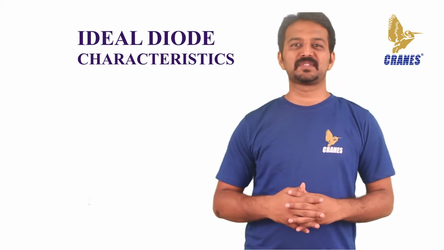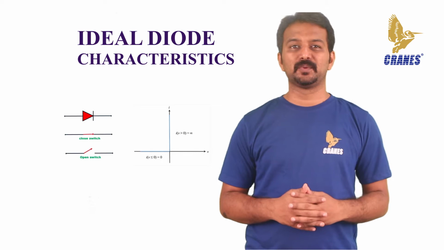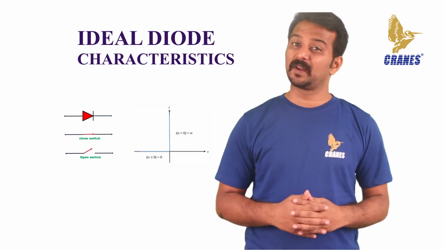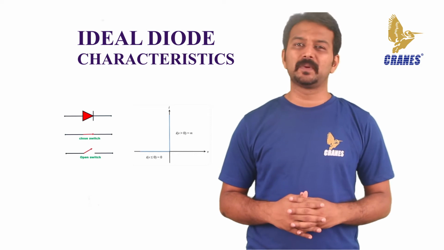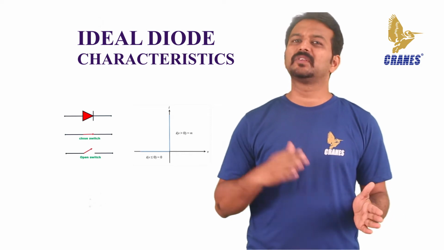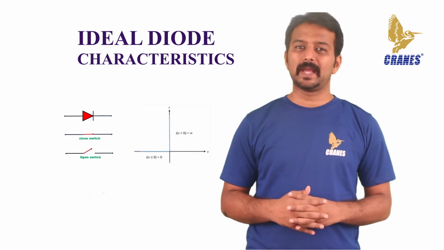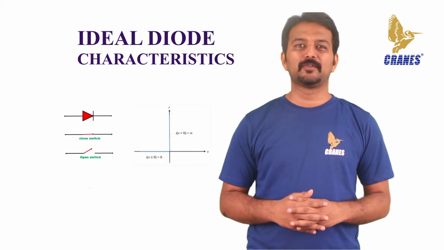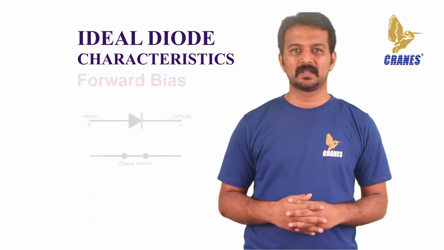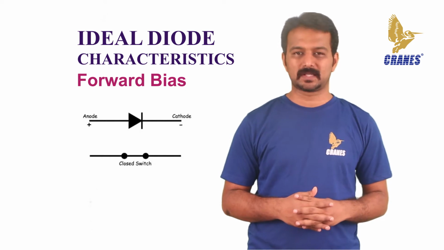Let's look at the characteristics of an ideal diode. An ideal diode means a perfect diode which has all the properties in their perfect sense without any flaws. Usually a diode operates either in the forward or the reverse bias condition. The characteristics which are expected to be exhibited by the ideal diode can be analyzed separately for these two modes of operation. So let's look at the characteristics of an ideal diode when it is forward biased.